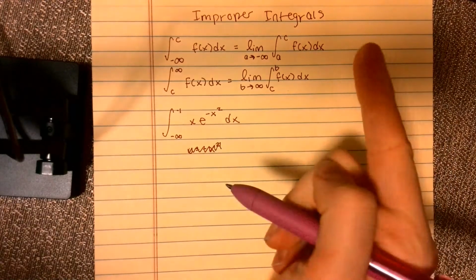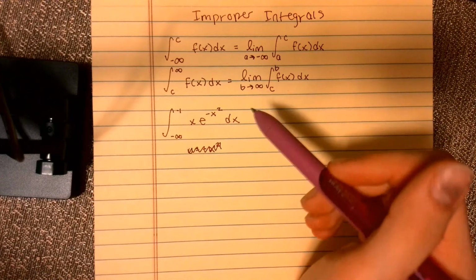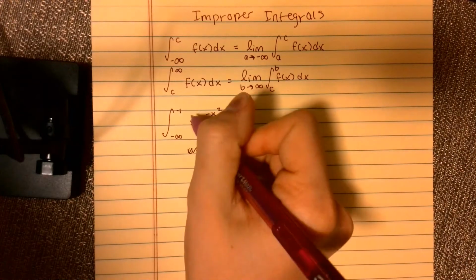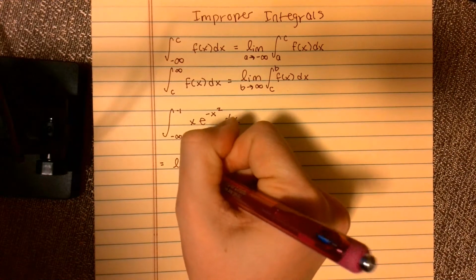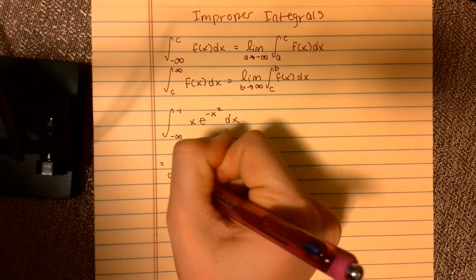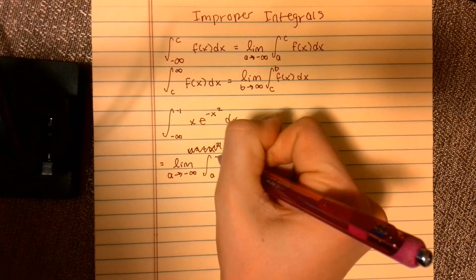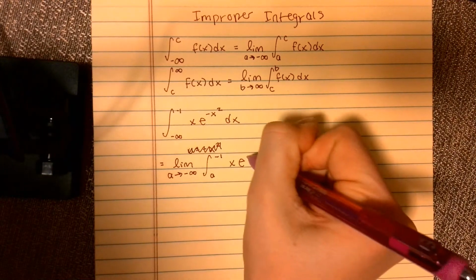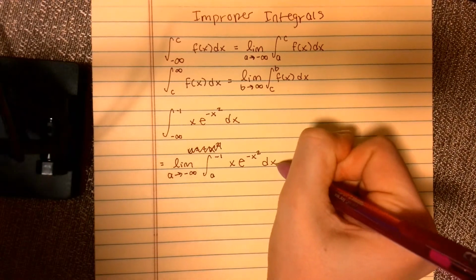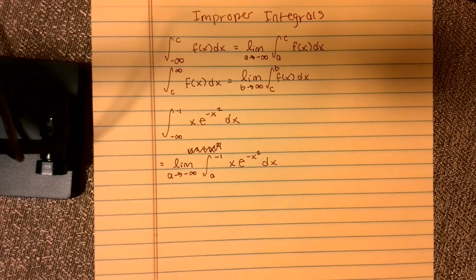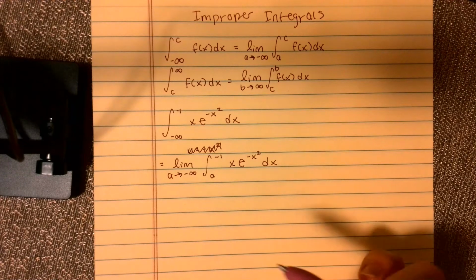The first thing I need to do is rewrite my integral with a limit. So this integral is equal to, I'm going to choose a, the limit as a approaches negative infinity of the integral from a to negative 1 of x e to the negative x squared dx. Because I've changed my notation, now I'm ready to evaluate this like a proper integral.